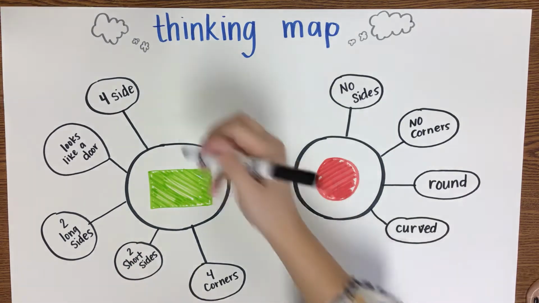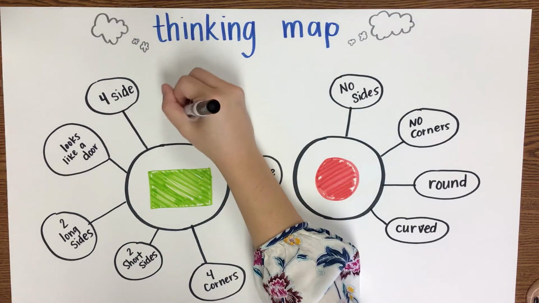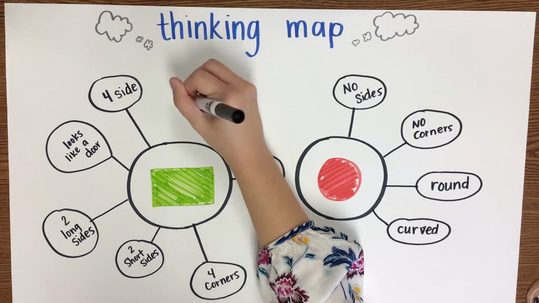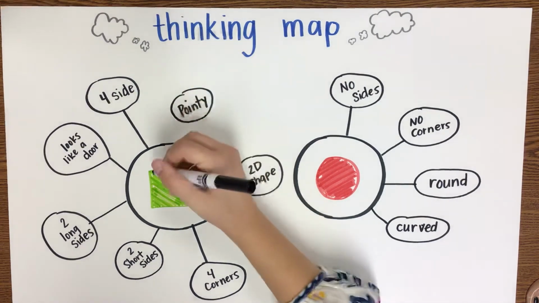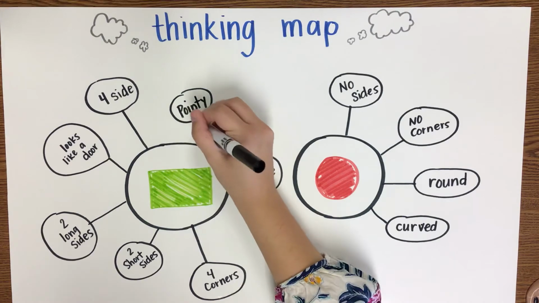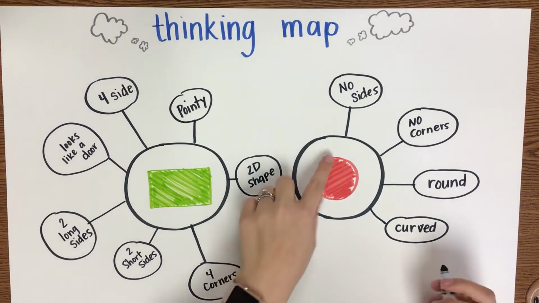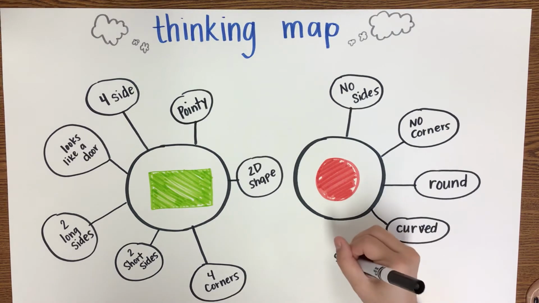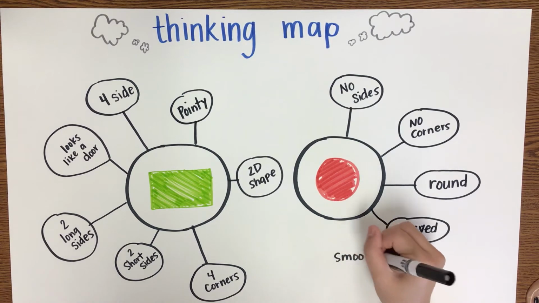Ooh, pointy. That's another word. It's pointy over here at the rectangle because it has 4 points. 1, 2, 3, 4. So pointy. This guy, he's smooth. That's another word to describe him. He's smooth.